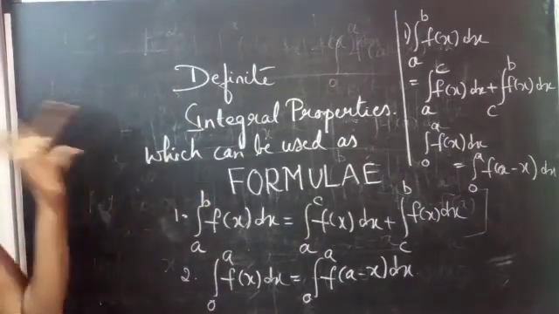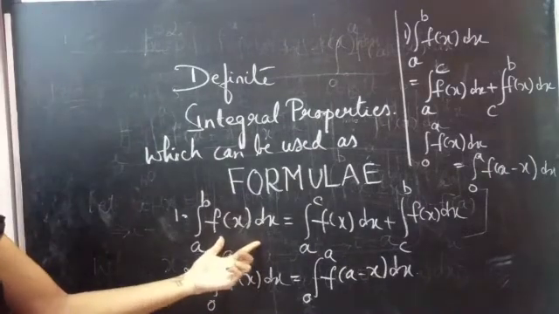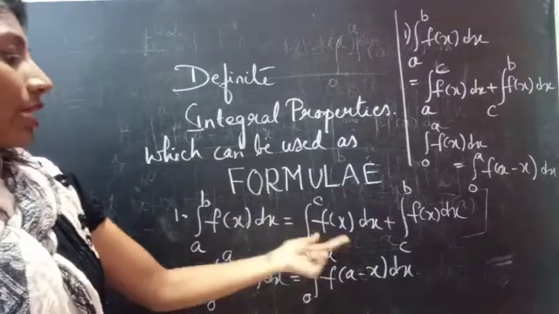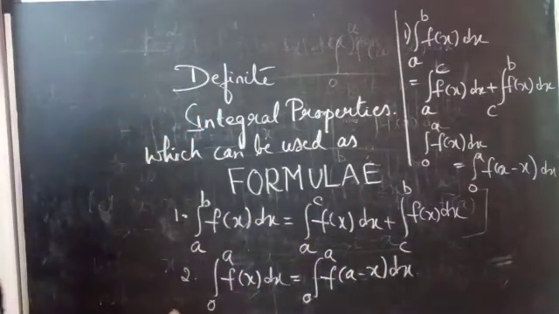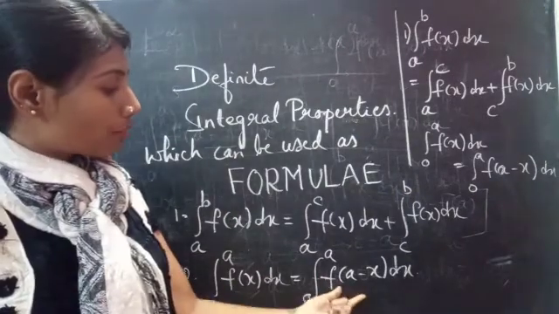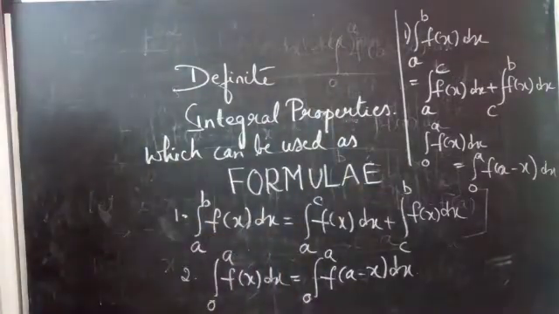Today in this video we are going to prove properties of definite integral, which can also be used as formulas. First property: integral a to b f of x dx equals integral a to c f of x dx plus integral c to b f of x dx. And the second one: integral 0 to a f of x dx equals integral 0 to a f of (a minus x) dx. So let's start with the first one.